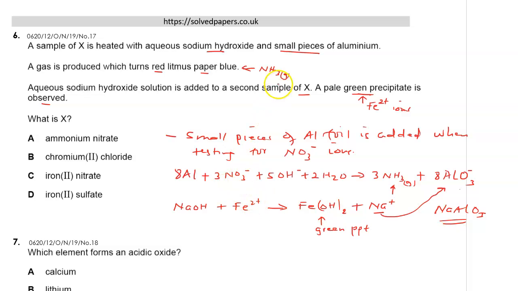But our interest here is the ammonia and the iron(II) ions, and that basically tells us that sample X is iron(II) nitrate. You combine this and this to give you iron(II) nitrate. This is 2. So the right answer there is C.